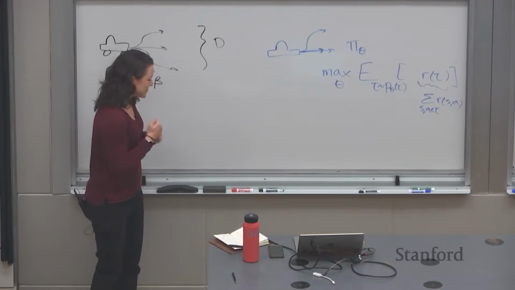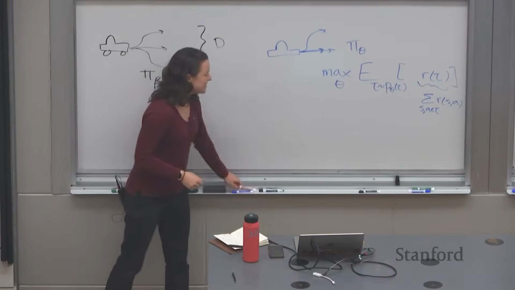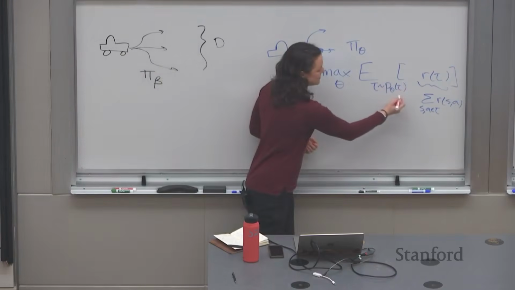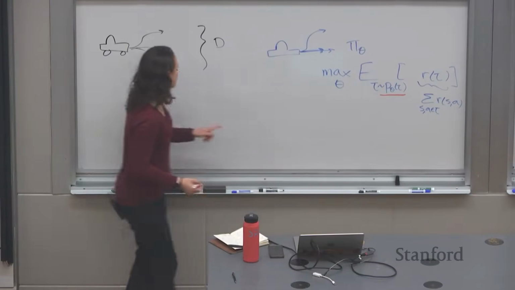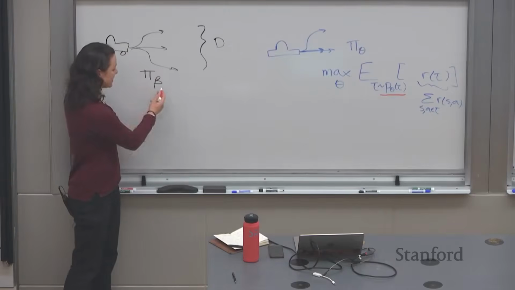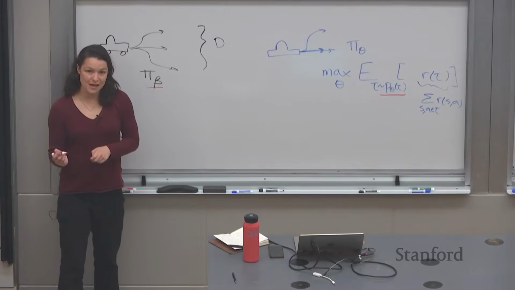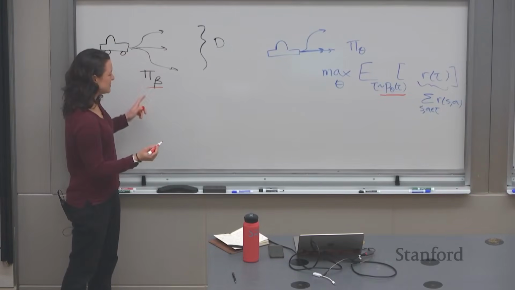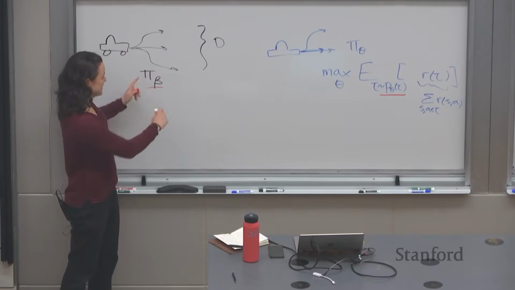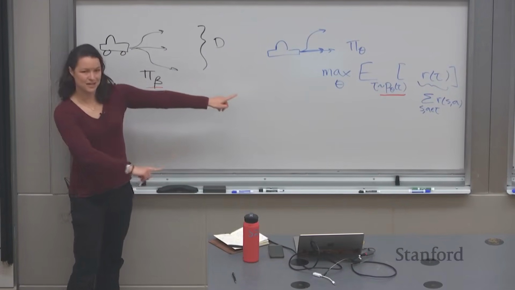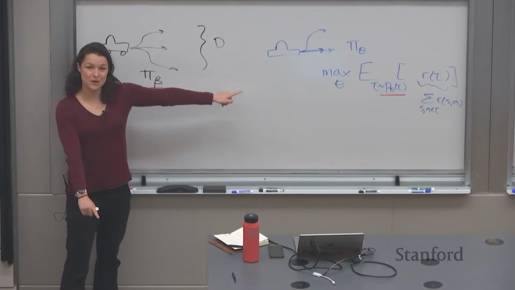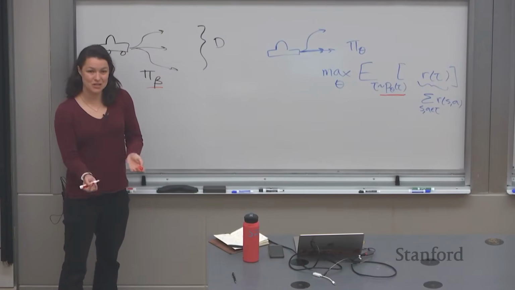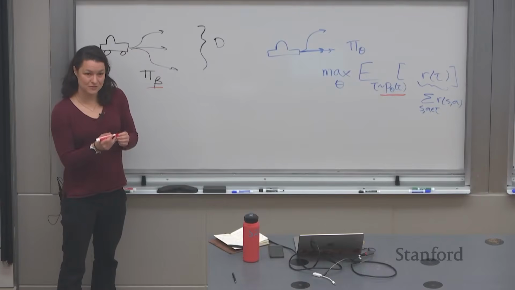Now, one thing to note here is that this objective is an expectation over this policy, whereas our data was collected by a different policy. And so we can think about this as there being some distribution shift between the policy that collected the data and the policy that we're deploying. And we don't actually get to sample from that policy. And so that's one of the big challenges in offline reinforcement learning.